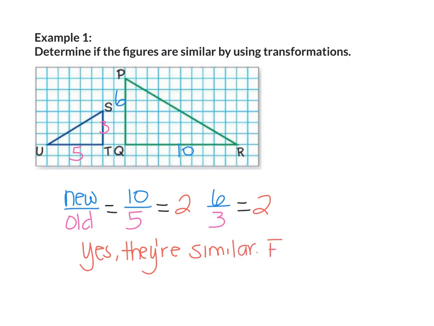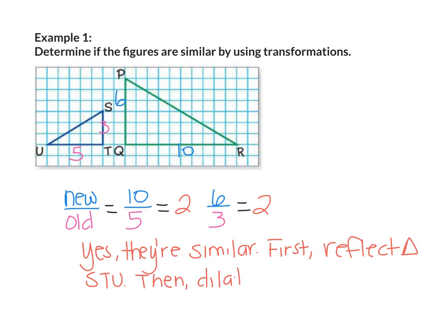So first, we reflect triangle STU, then dilate by a scale factor of 2.